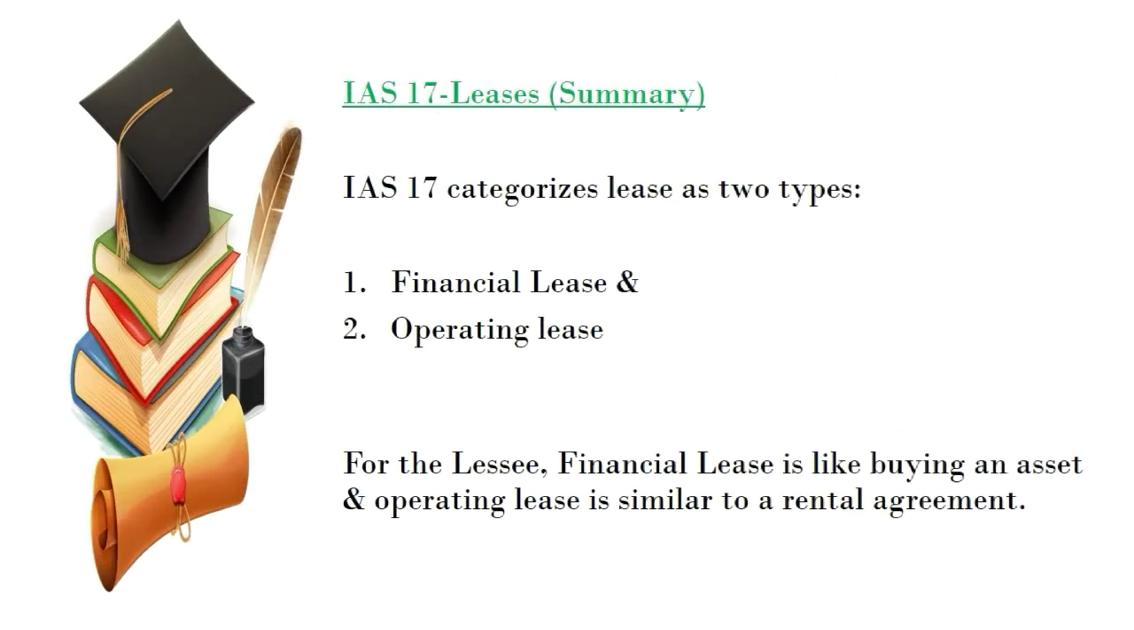IAS 17 Leases categorizes leases into two types. One is finance lease and the other one is operating lease. Now, what is the difference between a finance lease and an operating lease? From a lessee's perspective, a finance lease is like buying an asset, and an operating lease is similar to just a rental agreement. That is the difference between both. So, a finance lease is like buying an asset, and an operating lease is like a rental agreement.